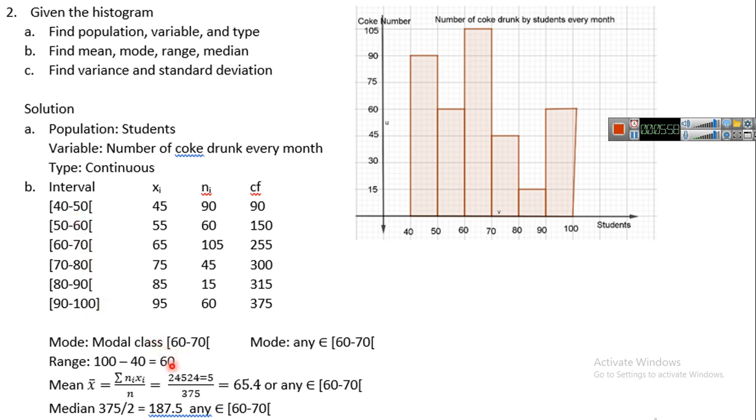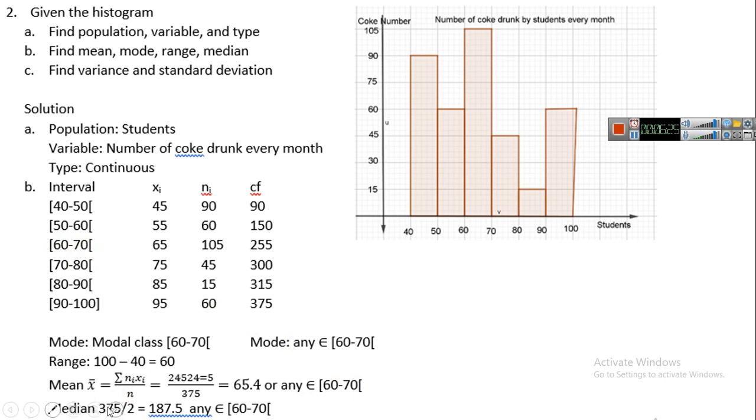So it's 60 that differs between the intervals. And the mean, the average: we do the summation, which I didn't do. You multiply this one by this one by that one. You multiply all these products and divide by the total number of ni, which is 375, and the result is 65.4. 65.4 is between 60 and 70.